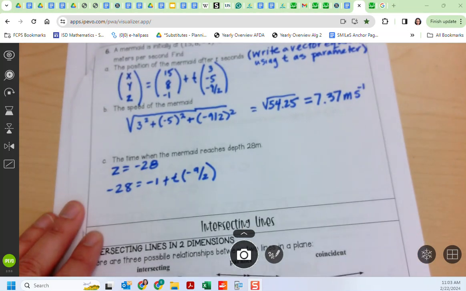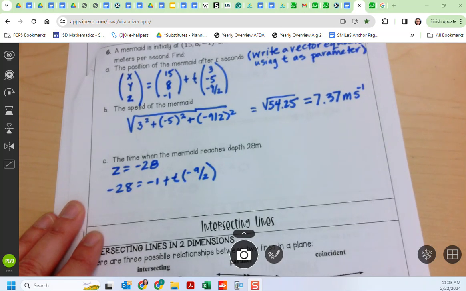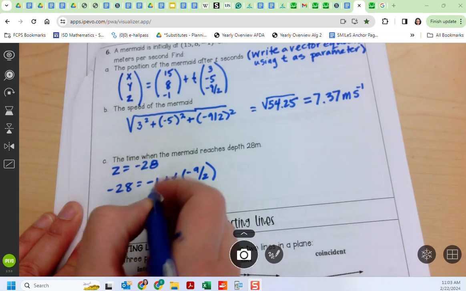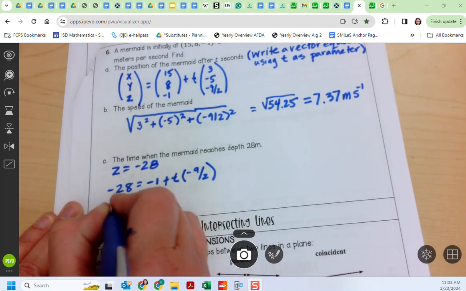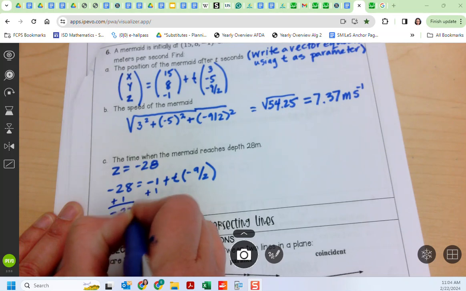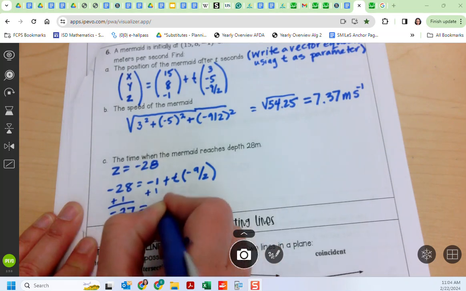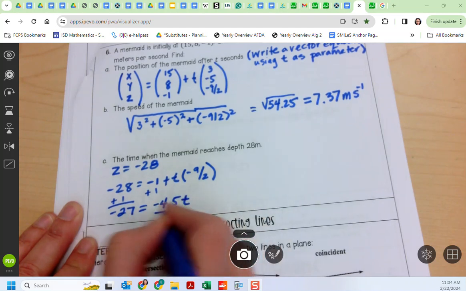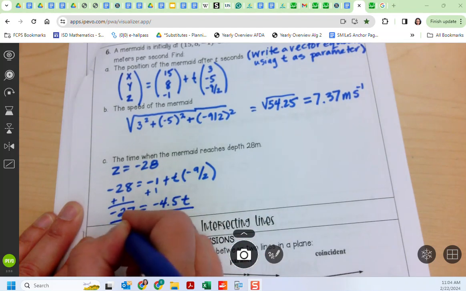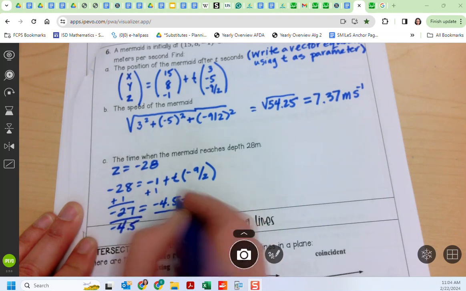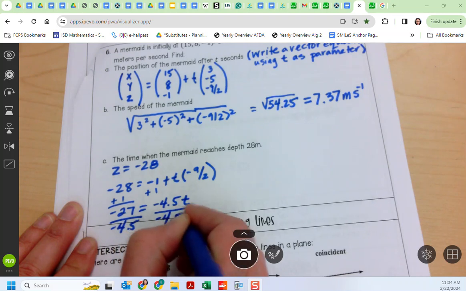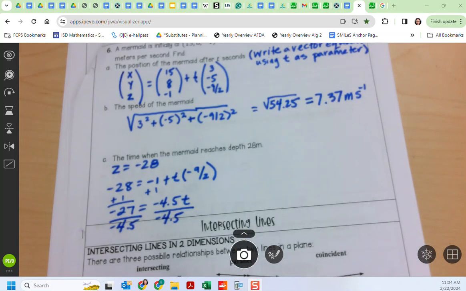Did you substitute negative 9/2 for negative 4.5? Yeah, so Caden likes negative 4.5. I do too. I'm going to start by adding 1 on both sides. So negative 27 equals negative 4.5t. And then you're going to divide by negative 4.5. You can divide by negative 9/2 too. It's just a little bit extra typing. And did you guys get 6 seconds? Okay.